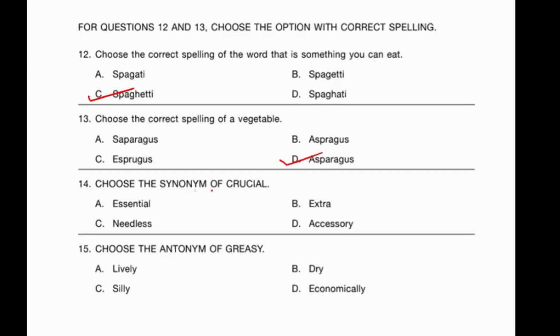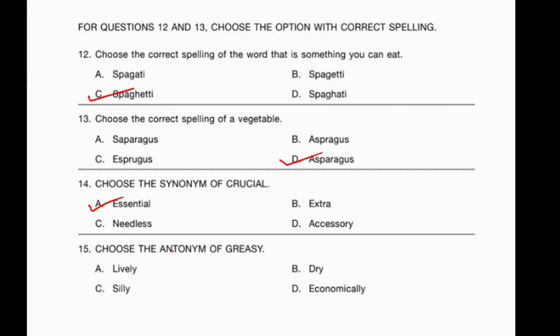Next, choose the synonym of crucial. What do you mean by crucial? Crucial means very important, very essential. So where is the synonym of that? Option A is essential. Yes, it can be our answer. Coming to the second one, extra. No, it is nothing related to extra. Needless, no. Accessory, no. So the correct answer is option A.